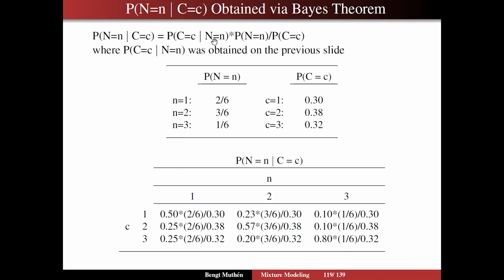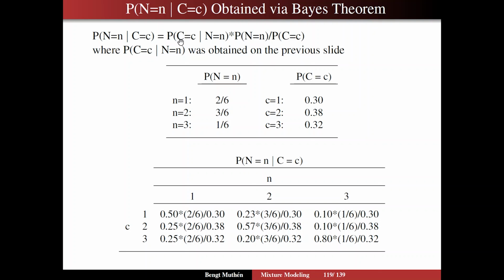If you multiply that by the probability of n, that variable having different values, and divide it by the probability of C having different values, you get the probability of n given C. So it may look mysterious, but it's very simple if you consider multiplying this denominator up on the left-hand side, and then it says probability of n given C times the probability of C.